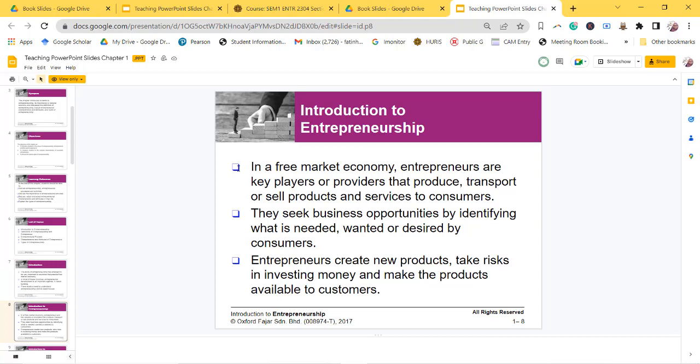So the entrepreneurs are the key players or providers for the economy of a country. Okay, even nowadays I can say that new generation love to become entrepreneurs because they love to be their own boss. If you say that influencer is part of entrepreneurship, is part of entrepreneurs until they come up with their own product or service.